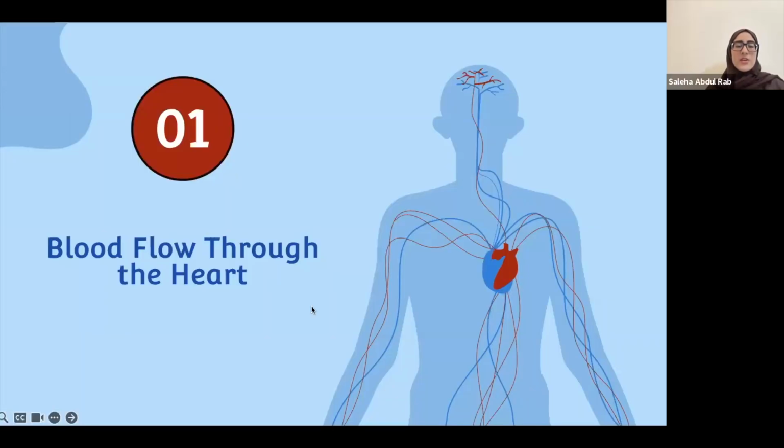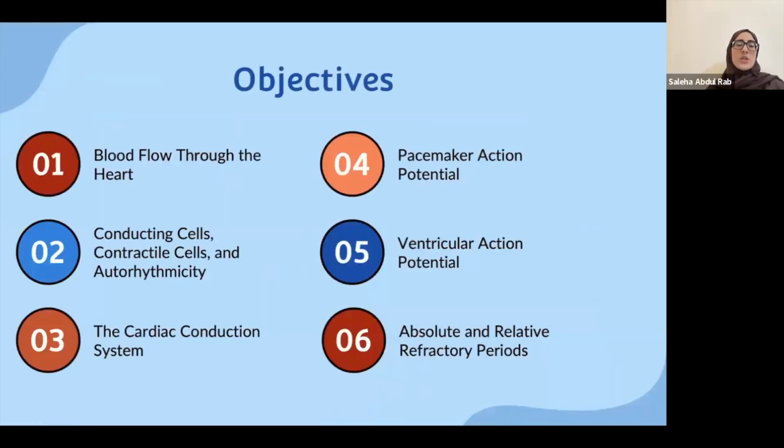Perfect. So starting with the objectives of this lecture, first we're going to talk about blood flow through the heart. Then we're going to talk about the conducting cells, the contractile cells, and autorhythmicity. Then we're going to move on to the cardiac conduction system. And we're going to discuss two really important things in this lecture. The first is the pacemaker action potential, and then the ventricular action potential. These are maybe the two most important things in this lecture. Then we're going to move on to the absolute and relative refractory periods, and that's pretty much it.